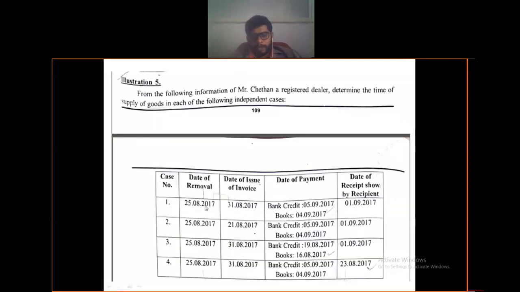Third one: date of removal of goods 25th August, date of issue of invoice 31st August. Which is the earlier one? Date of removal. Bank credit 19th August 2017. Now observe, before the date of removal of goods itself, the amount is credited to the supplier's account, that is 19th August 2017, but it's shown in the books of account before the payment itself, that is 16th August 2017, but the date of receipt shown by the recipient is 1st September.